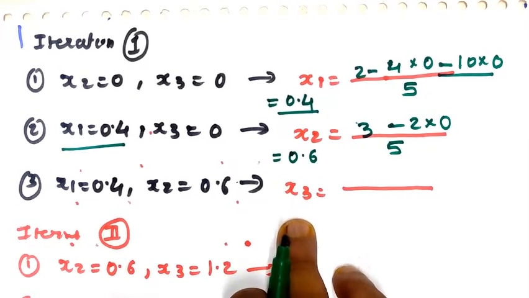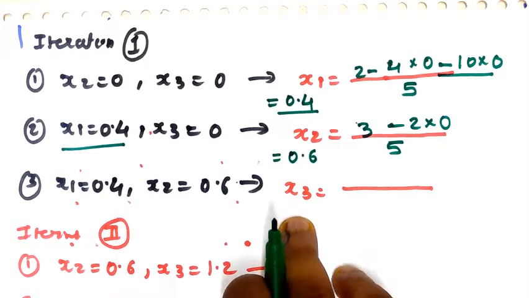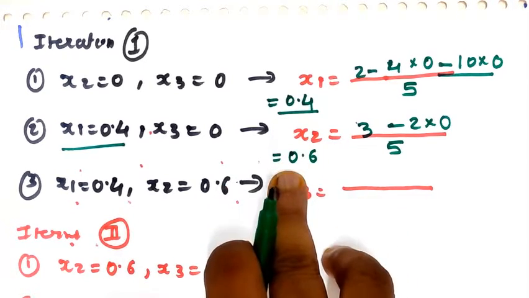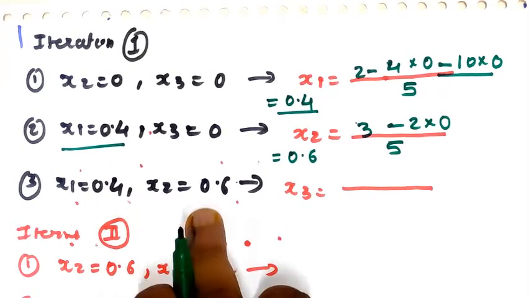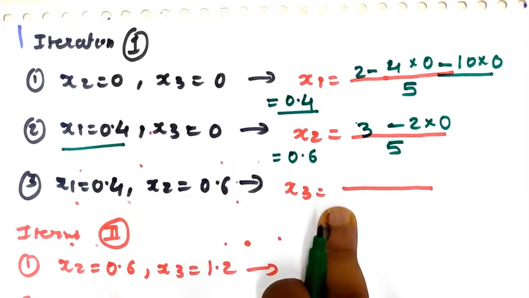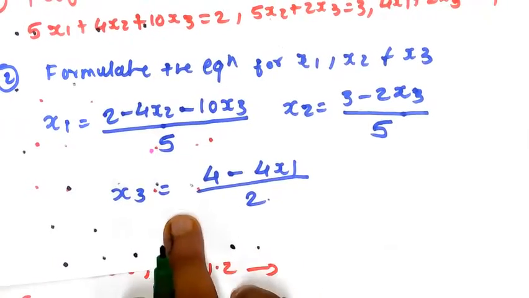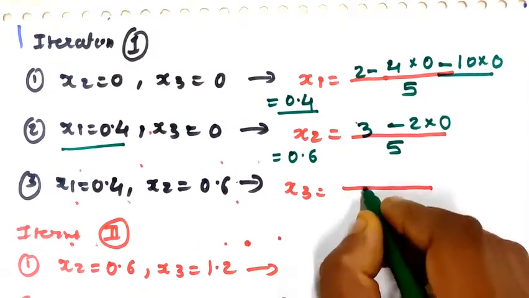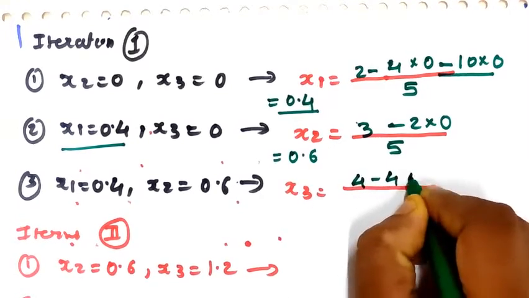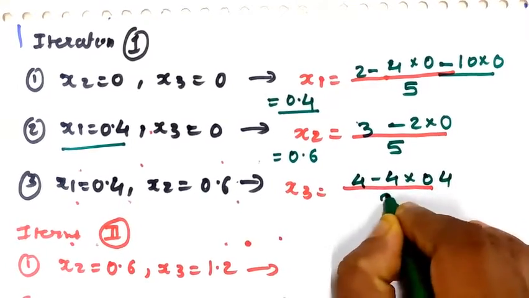Now further you have to find the value of x3. Here you have x1 equal to 0.4 and x2 equal to 0.6. So put x1 equal to 0.4 and x2 equal to 0.6 in equation number 3. Again equation number 3 is this. So putting the values, we get (4 minus 4 into 0.4) divided by 2.